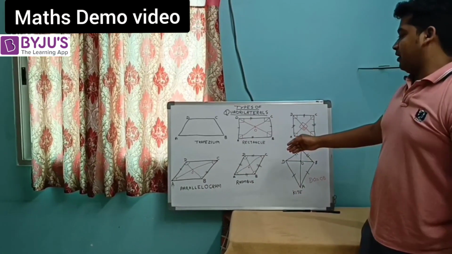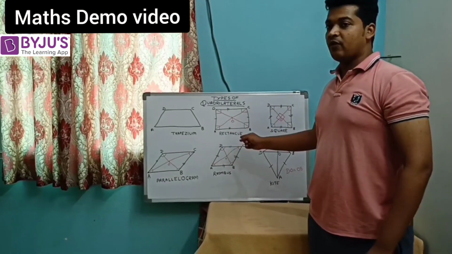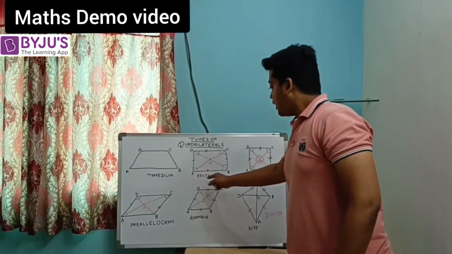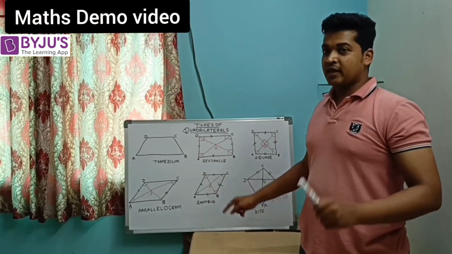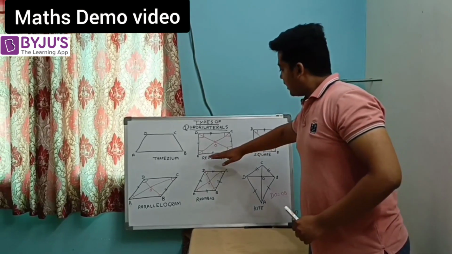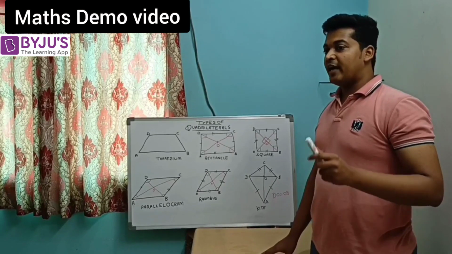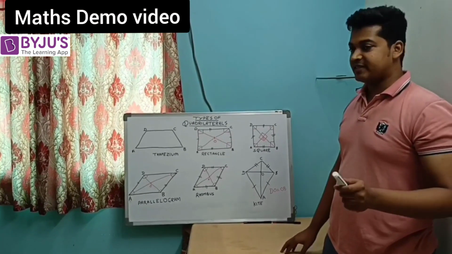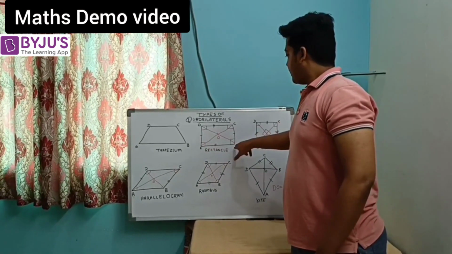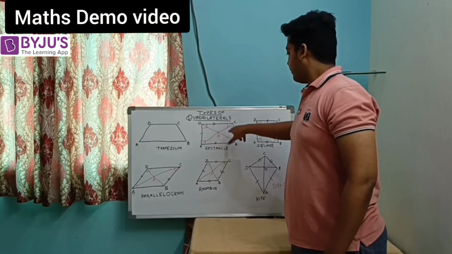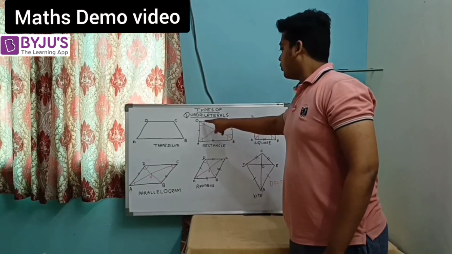Let's move to rectangle. A rectangle is also a type of parallelogram in which all the angles are 90 degrees and that's why they are all equal. A rectangle has both pairs of opposite sides equal and parallel to each other, and diagonals also bisect each other, which means AB is parallel and equal to DC and CB is parallel and equal to AD.